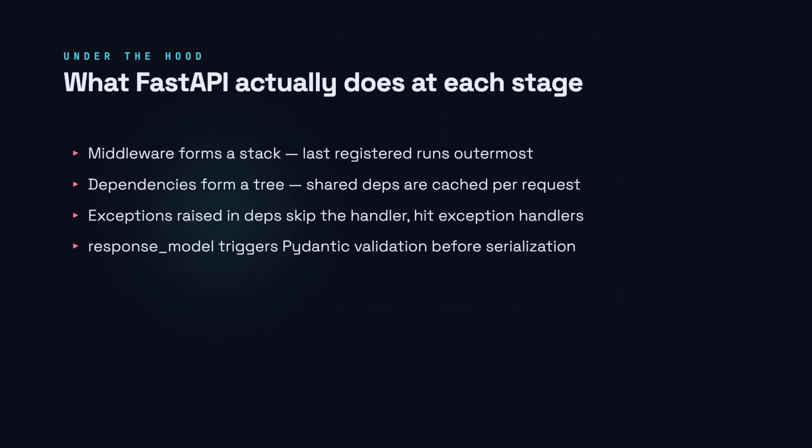If a dependency raises an HTTP exception, FastAPI jumps straight to your exception handlers, and your handler never runs. And response_model is not cosmetic. FastAPI runs Pydantic validation on your return value, which means you get a clean error if your handler accidentally returns unexpected data.